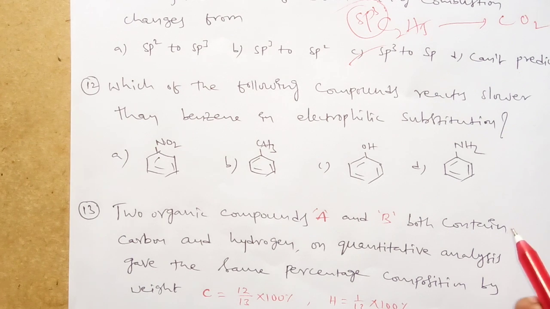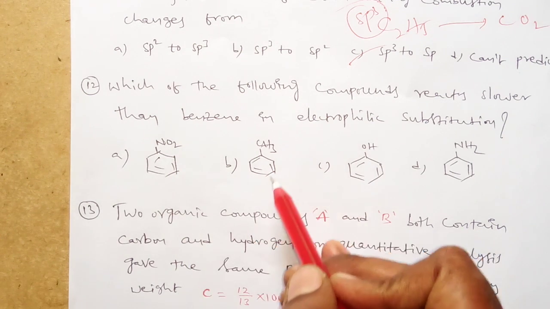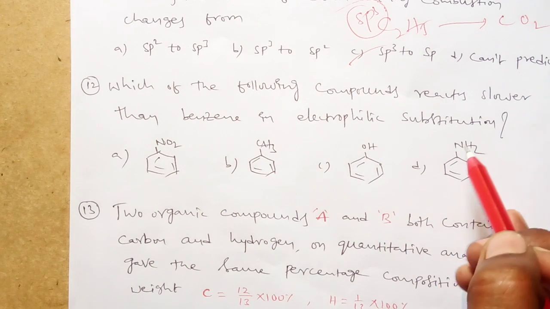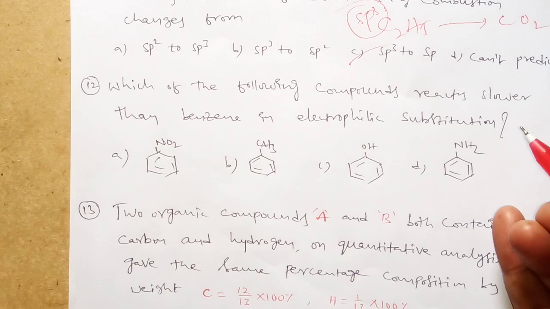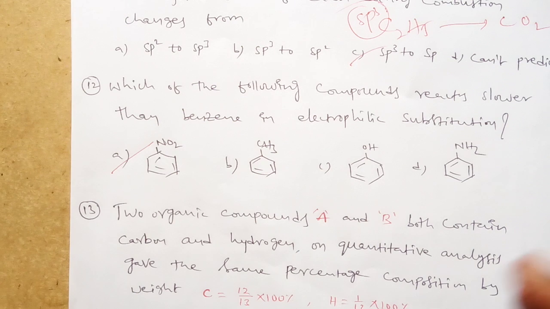Which of the following compounds reacts slower than benzene in electrophilic substitution? So slower than benzene. Observe that all 4 options have a benzene ring, and observe the group, whether it is an activating group or a deactivating group. NO2 is a deactivating group. CH3 is an activating group. OH is an activating group. NH2 is an activating group. So compared to benzene, which will react at a slower rate automatically? NO2, because NO2 deactivates the benzene ring, hence electrophilic substitution is slower compared to benzene, because benzene is the reference. Is it clear?